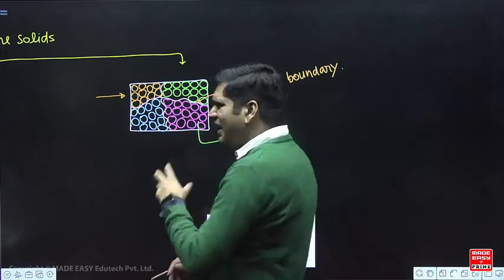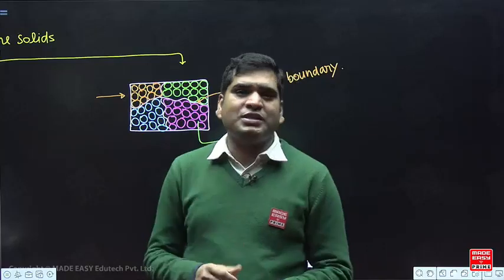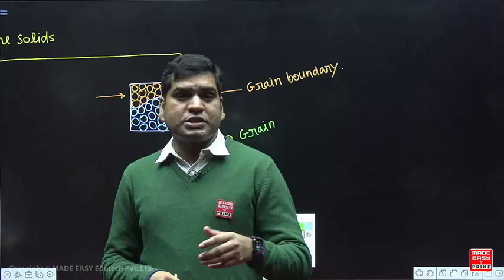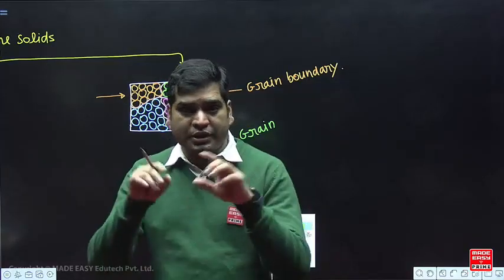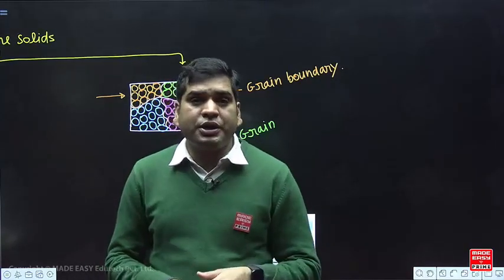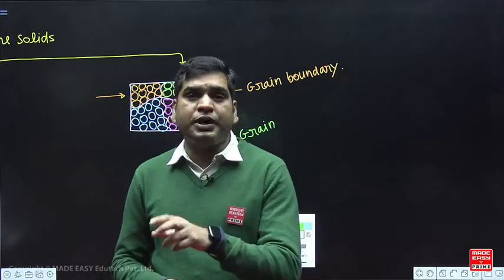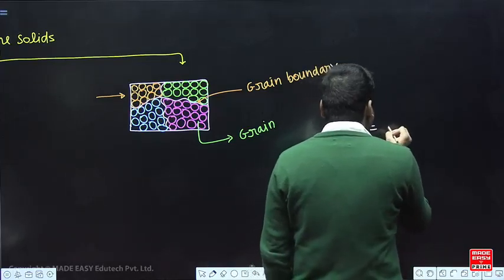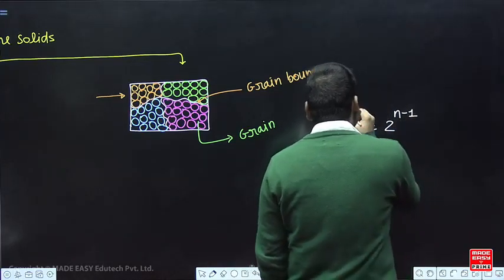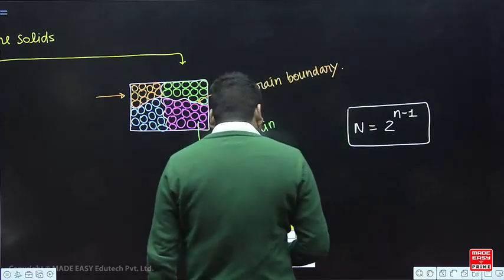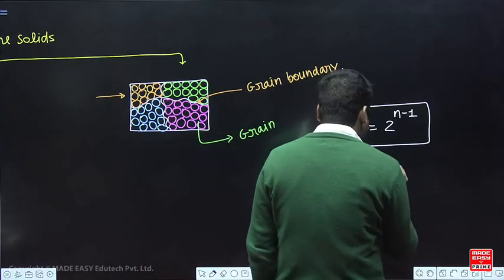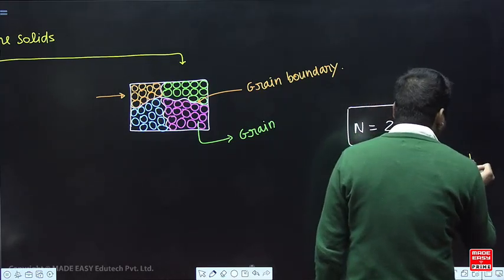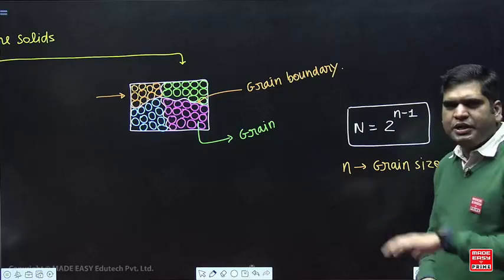We can calculate this number of grains. Actually, we cannot see these grains with naked eyes. We need to magnify this structure. In order to magnify this structure, we need to use a microscope. So let us suppose we are magnifying the structure 100 times and then watching this. So at a scale of 100 times magnification, the number of grains per square inch can be given like this. N is equal to 2 to the power n minus 1, where small n is the grain size number. This grain size number is known to us. It is already available with us what the size of the grain in the material is.